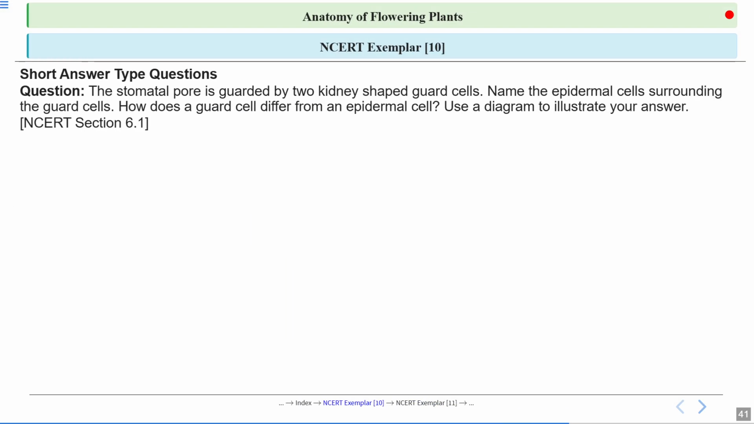Next question, and this is again a short answer type of question. The stomatal pore is guarded by two kidney shaped guard cells. Name the epidermal cells surrounding the guard cells, and how does a guard cell differ from an epidermal cell? Use a diagram to illustrate your answer. Very important question, and this question is coming from NCERT section 6.1. Let us see the answer.